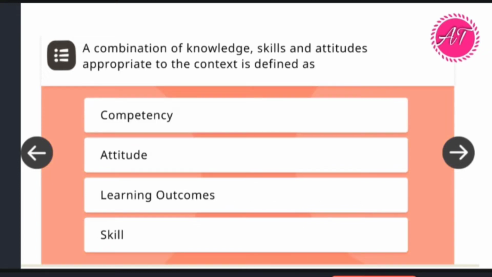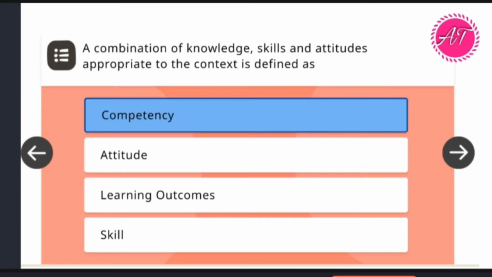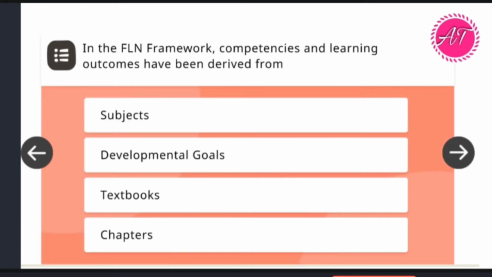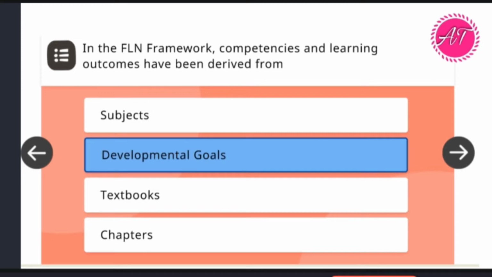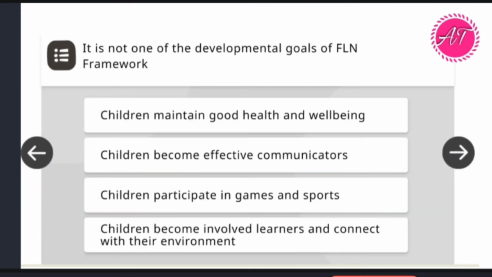Next quiz. A combination of knowledge, skills, and attitudes appropriate to the context is defined as. So the answer we have here is competency. Option number 1. Let's move on to our next quiz. In the FLN framework, competencies and learning outcome have been derived from. So the answer will be developmental goals. You can click on developmental goals.